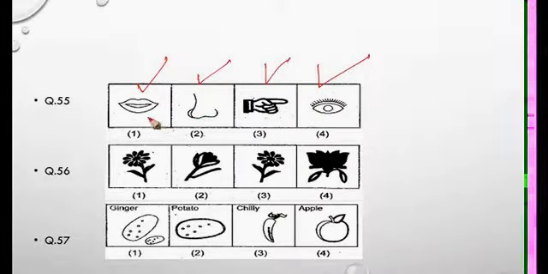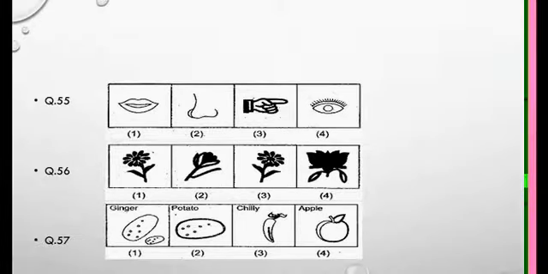We can see that lips, nose, and eyes are parts of the face, whereas hand is different. So the answer for question 55 is 3.